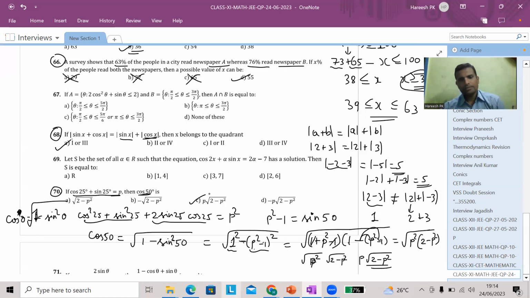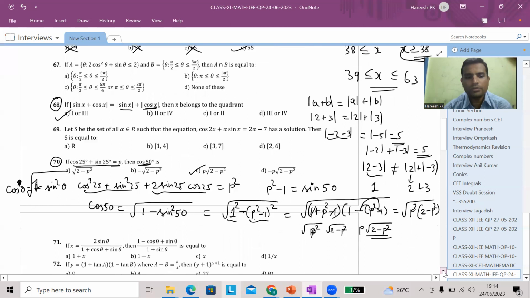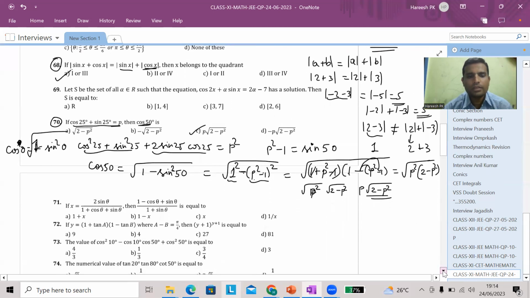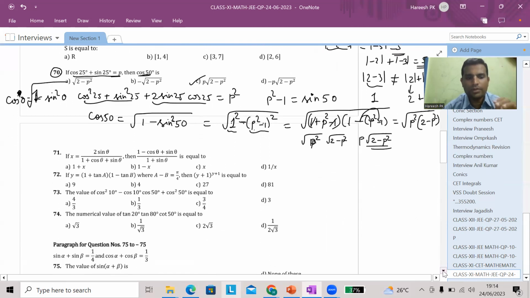So again, this is an easy question. And the clue is, if you look at the options, there is p square. So the starting step should be squaring. It gives you a clue. Next, I'm solving first the easy questions. Okay.